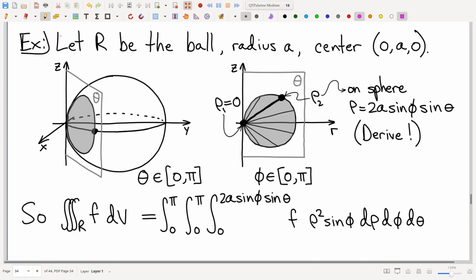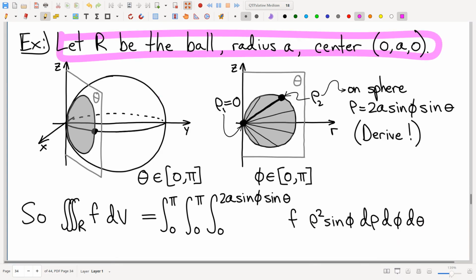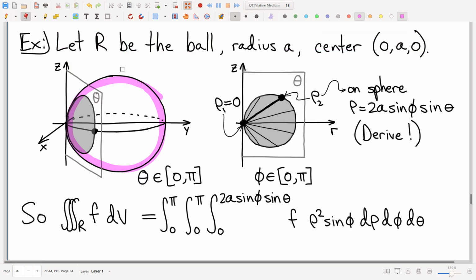It's another ball. Again, offset from the origin, this time offset in the y direction. And that's going to make things different as it turns out. Let's see how those differences play out. Again, starting with theta, because it's on the outside.